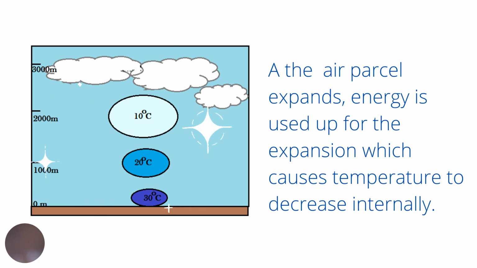Now, it's very important that you understand the difference between the way the temperature of the air parcel is decreasing with height, and how that is different from the way the temperature of the general atmosphere is decreasing with height. In the case of the general atmosphere, two main things will cause temperature to decrease with height. It's because the sun is going to heat the surface, and the surface will in turn heat the atmosphere.